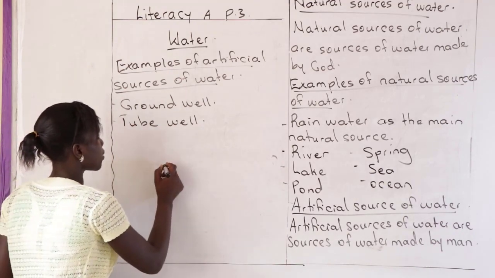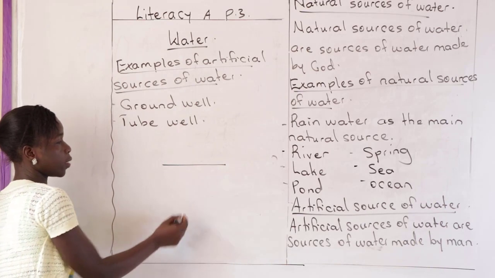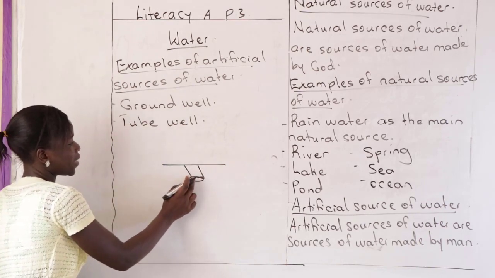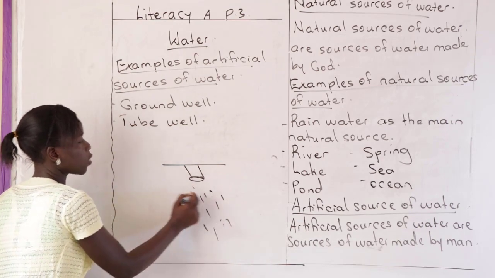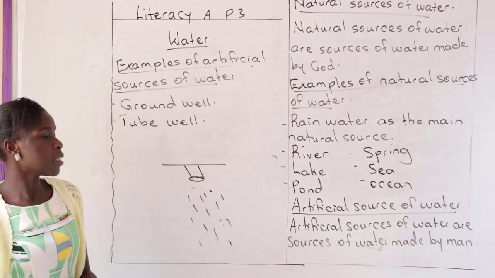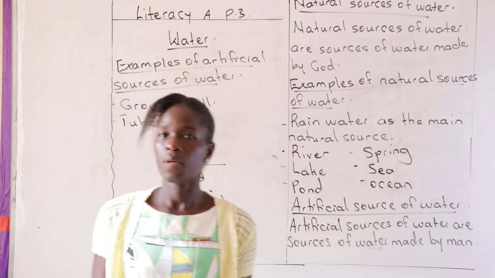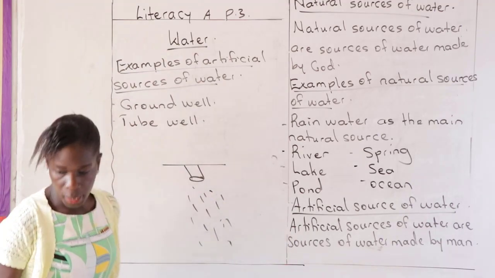If I can draw the picture for you, this is the level of the ground. You just fix the pipe inside here like this, that steel pipe, and then the water will just keep on flowing. It is non-stop flowing water. It flows from morning to sunset at night without anyone stopping it. So that is called the tube well.